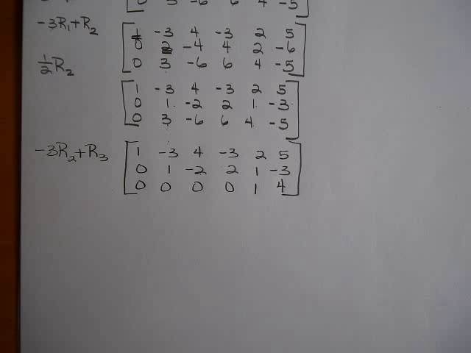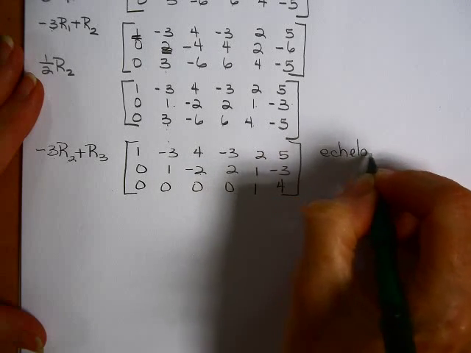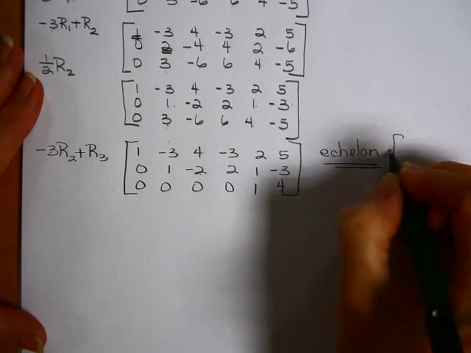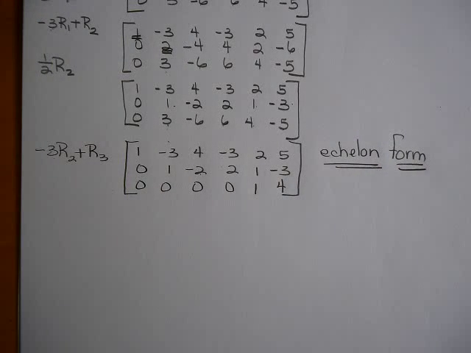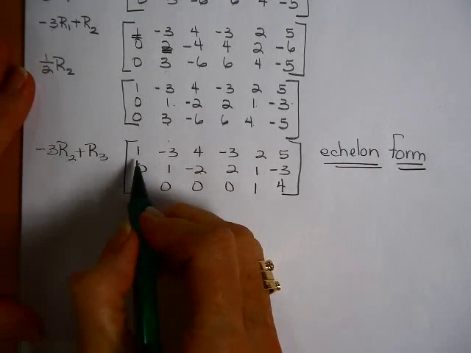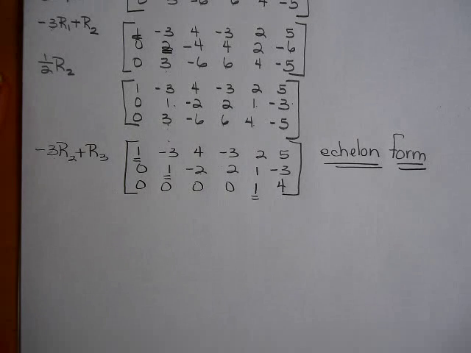This is now echelon form. Okay, I'm just going to write that. And why is it echelon form? Because zeros are under my pivots, and all of them are to the right of the ones above them. So I've got my pivots. Here's a pivot, here's a pivot, here's a pivot. So those are my pivot columns.